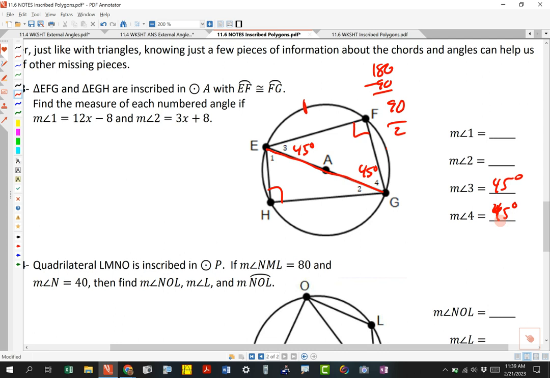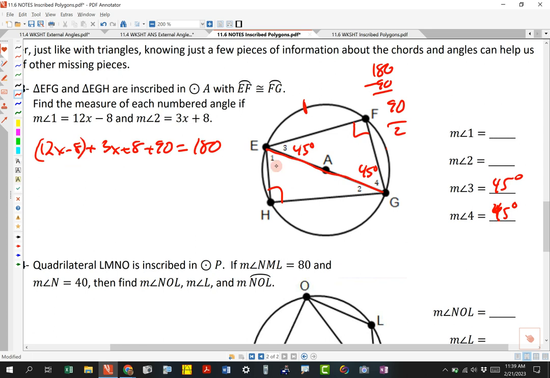Zach, what'd you do? I took the 12x minus 8, and then I combined that with 3x plus 8, and then the 90. And the 90? Yeah, plus the 90 equals 180. 180. Now let me just point something out here.